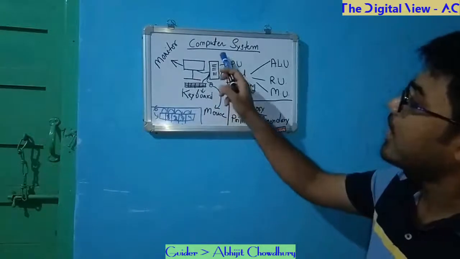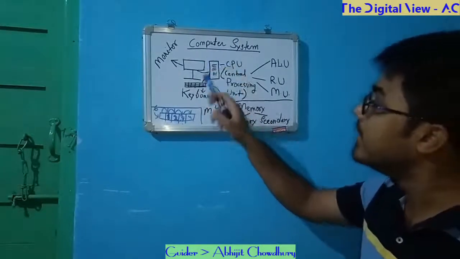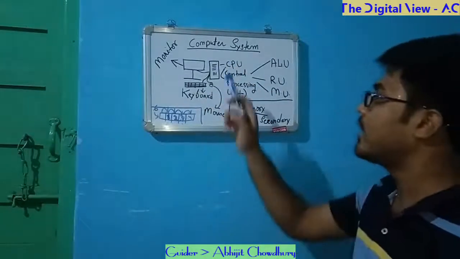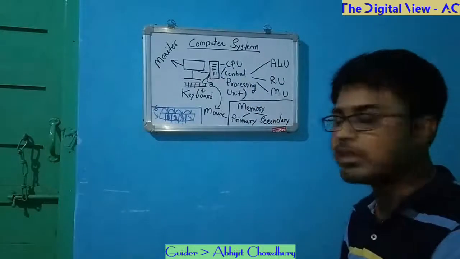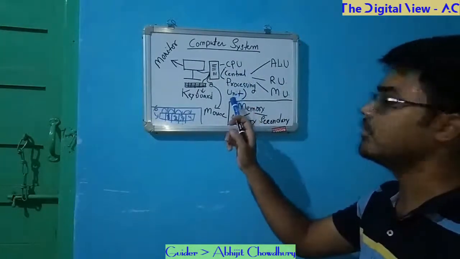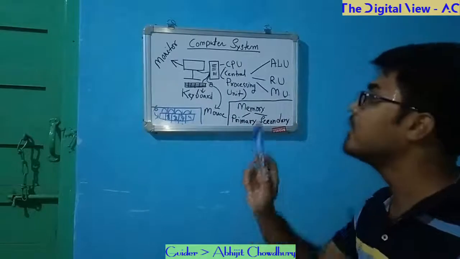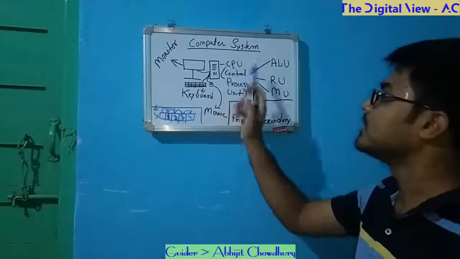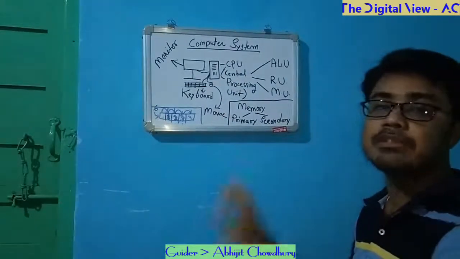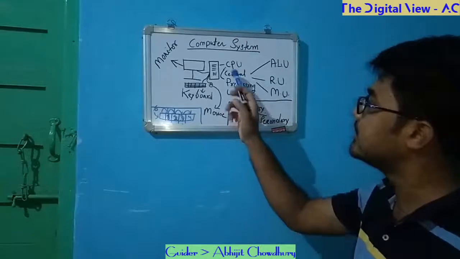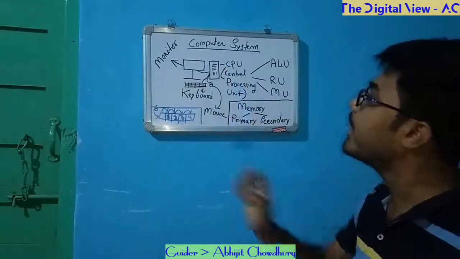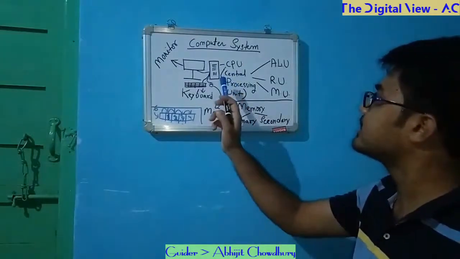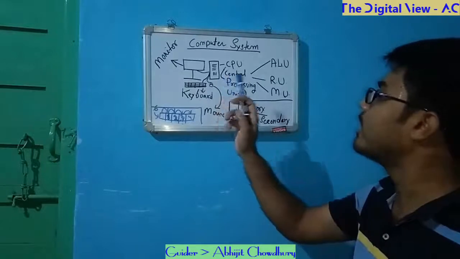Okay, and at last I want to say about the main device. This device is known as the CPU, and the full form of CPU is Central Processing Unit. Central Processing Unit means the main device of the computer. This device is the brain of the computer.